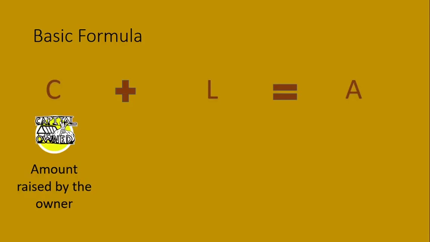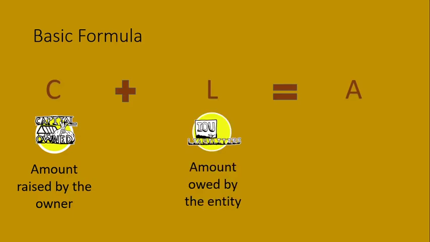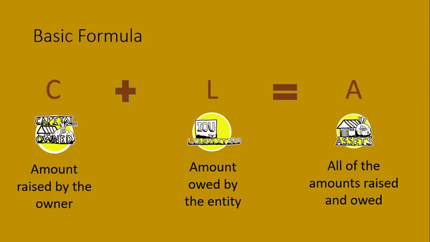To summarize even further, we have this equation. C plus L equals A, where C is the amount raised by the owner from his own pocket or from his or her own good credit line. L is the amount owed by the entity to other entities or persons. A comprises all the amount raised by the owner or owed by the entity.